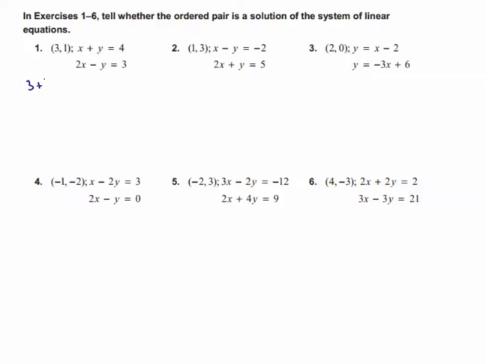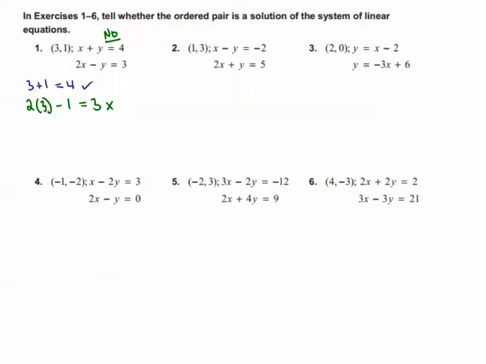So 3 plus 1, does that equal 4? We know that it does. Then with the second equation in green, 2 times 3, then minus 1. Does that equal 3? No, it does not. So is that ordered pair the solution to the system of linear equations? In order to be, that ordered pair has to be a solution of both equations, of each equation, not just one of them. And so the answer to the first one is no.